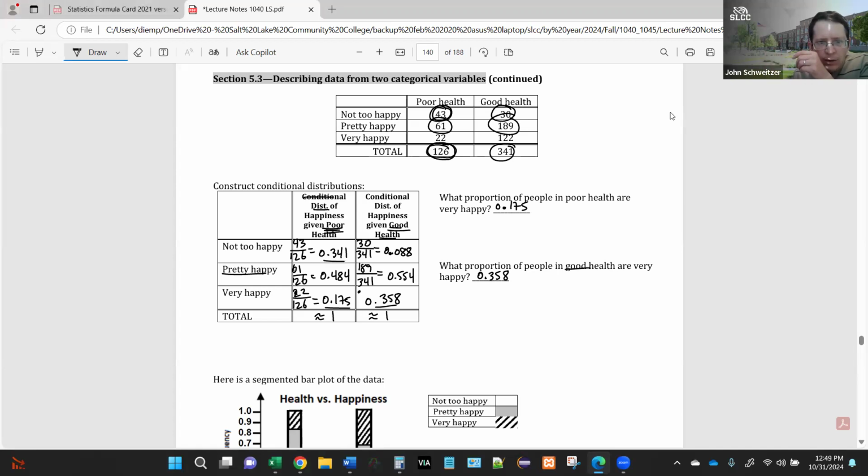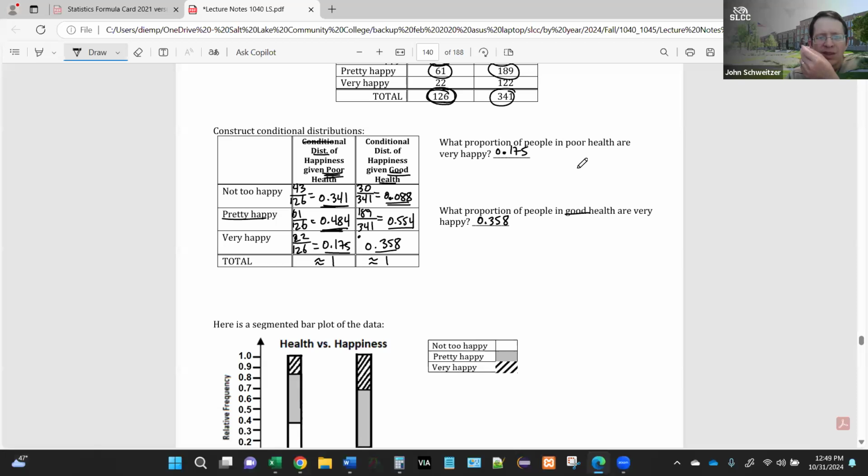Okay, and we see a similar thing for all of the levels, right? Among the not too happy, it goes way down when you go from poor health to good health. It drops from 34% down to 9%. And then in the pretty happy category, which is still a good place to be in, it does go up there, right? So we see the same thing for all the levels of happiness. It's going to go in the improved direction when we go from poor health to good health.